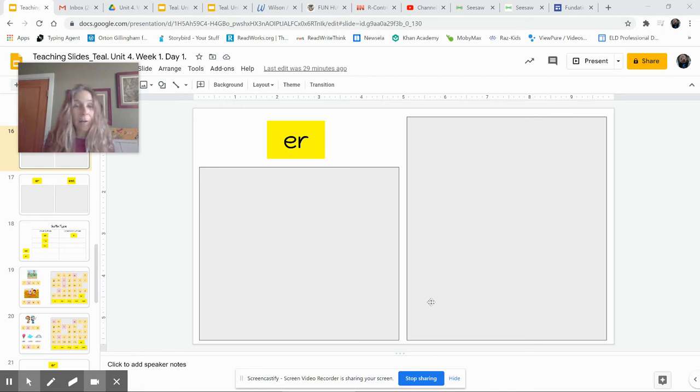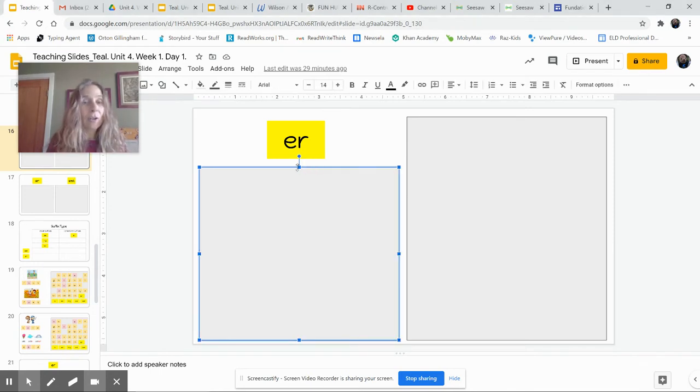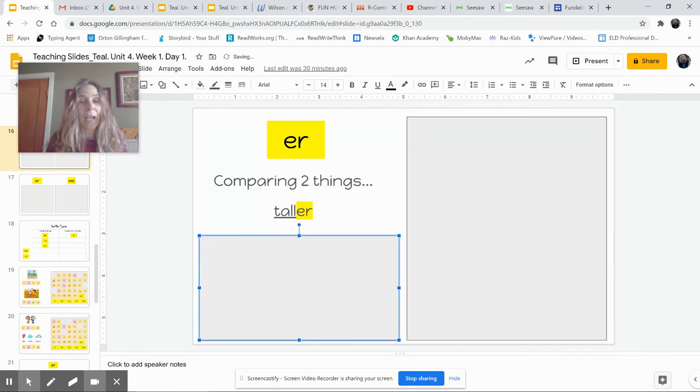Okay, students, now let's learn a little bit more about the suffix ER and EST that we practiced in our drill. So, ER is our suffix here, and we use that suffix when we want to compare two different things. Okay, we're only comparing two things. So let's take a look at an example here.